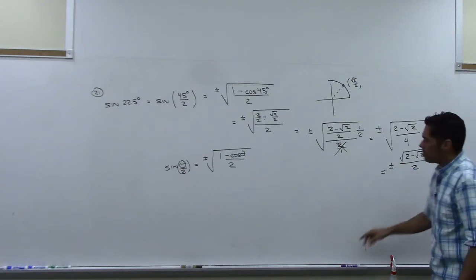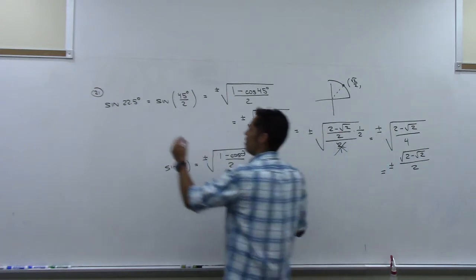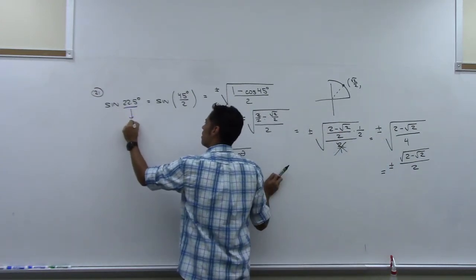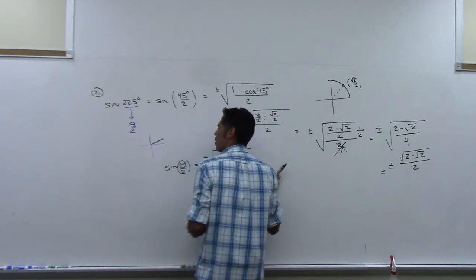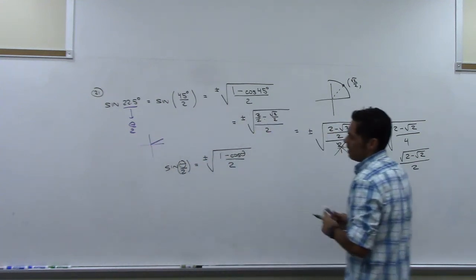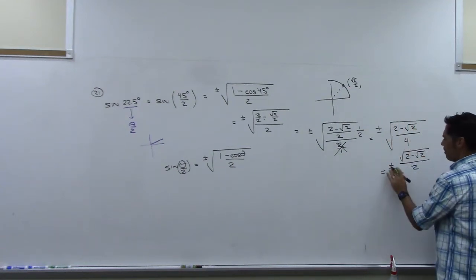Now let's figure out if it's plus or minus. This is actually kind of easy because we know what the angle is. This is theta over 2 right here. That's 22.5 degrees, so we're in the first quadrant. If we're in the first quadrant, then both the x and the y coordinate are positive. So sine is the y coordinate, it would be the positive case.